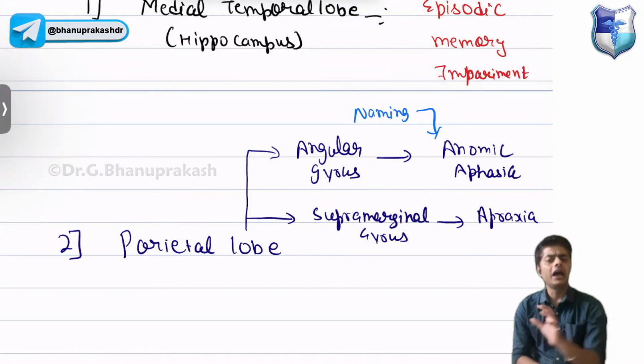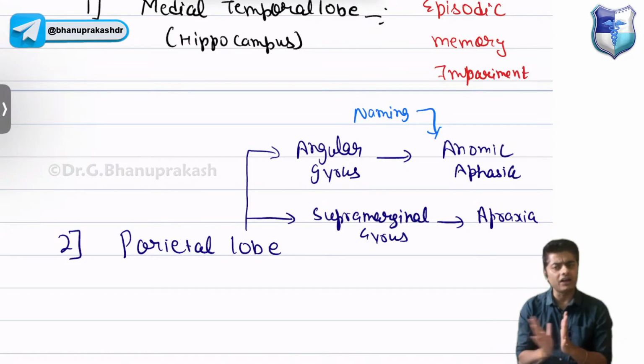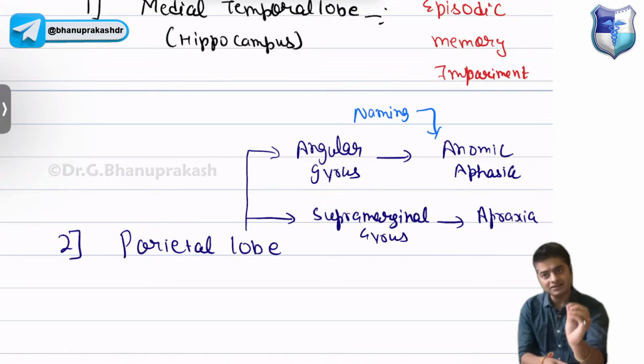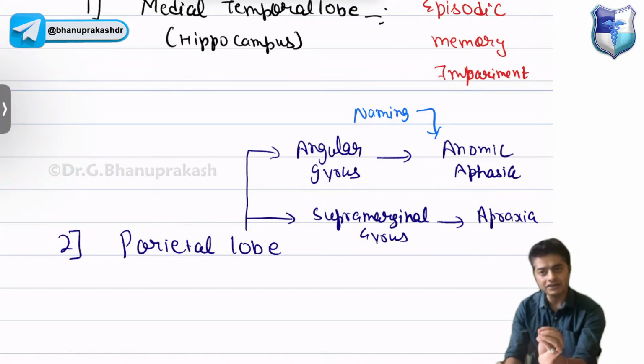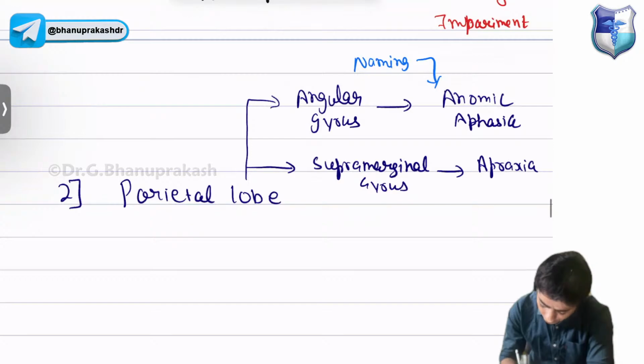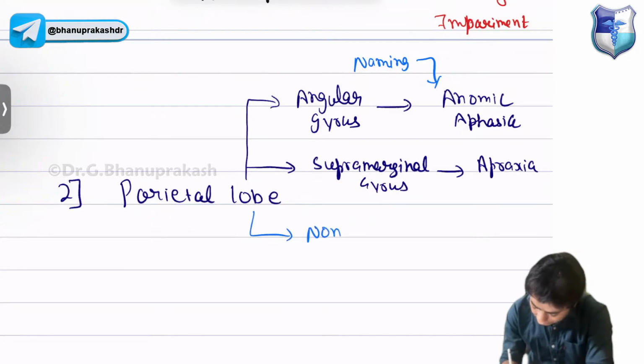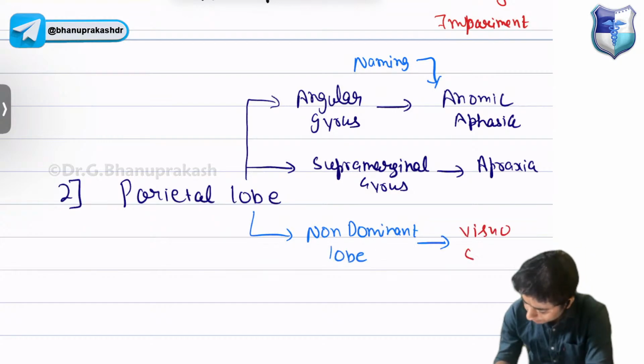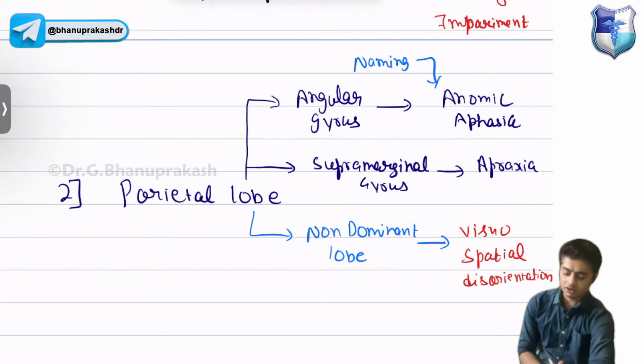That is by your angular gyrus. And how aphasia occurs, we will study in our aphasia lecture. So in the parietal lobe, the angular gyrus is affected. That is anomic aphasia, and supramarginal apraxia. And if the non-dominant lobe is affected, then it leads to visuospatial disorientation.